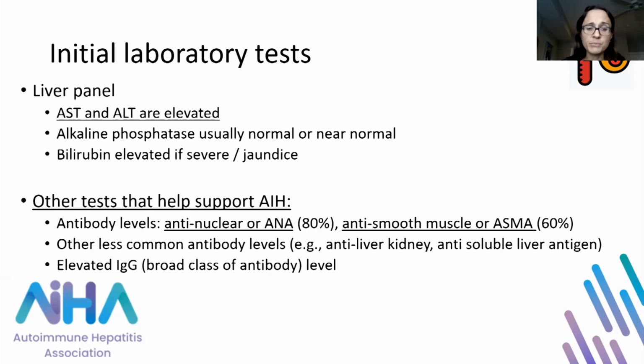There are some other tests that help support the diagnosis of autoimmune hepatitis. These can include antibody levels, in particular, anti-nuclear antibody, or ANA. That's elevated in 80% of patients, and anti-smooth muscle antibody, or ASMA, is elevated in about 60% of patients. Sometimes your physician may also order some less common antibody levels, which I won't go into great detail on here. And then the other thing that is typically ordered is the immunoglobulin level. What we typically see in autoimmune hepatitis is an elevated IgG. And IgG is basically a broad class of antibody that's in our body.